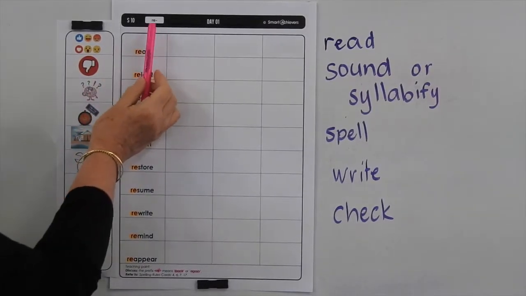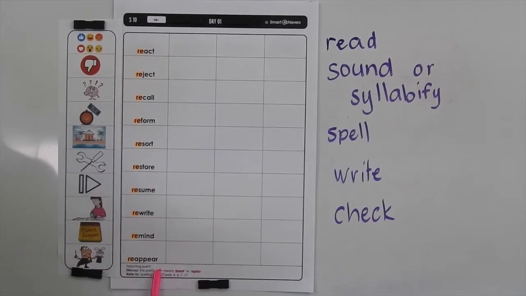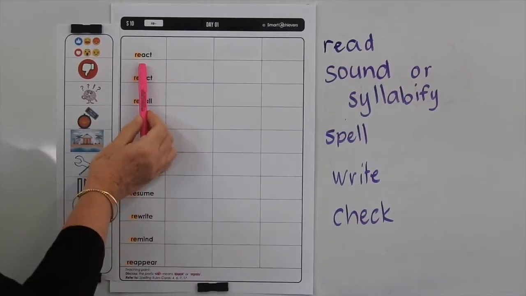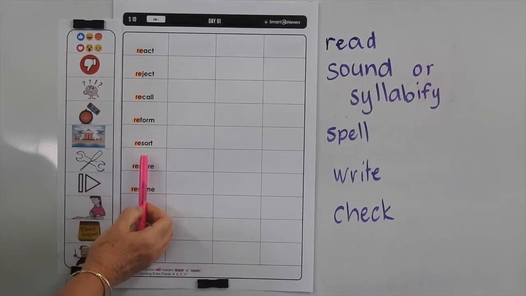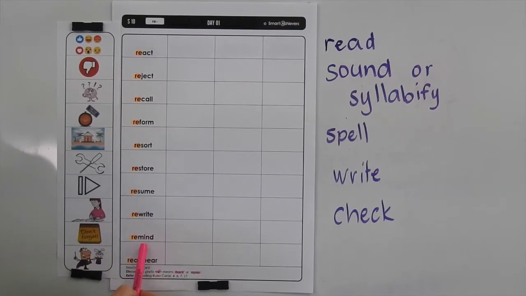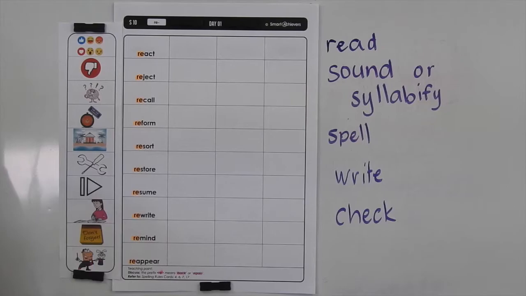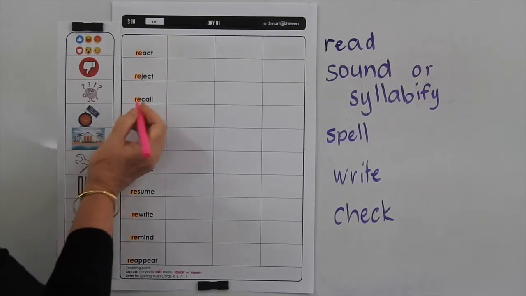Okay, our words today have the prefix re at the start of each of these base words, and re means back or again. So we've got react, reject, recall, reform, resort, restore, resume, rewrite, remind and reappear. So if you look within each of these words, they're fairly easy because they're words that you've learnt before.